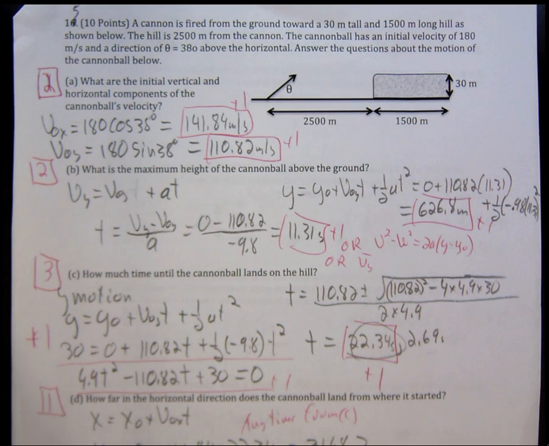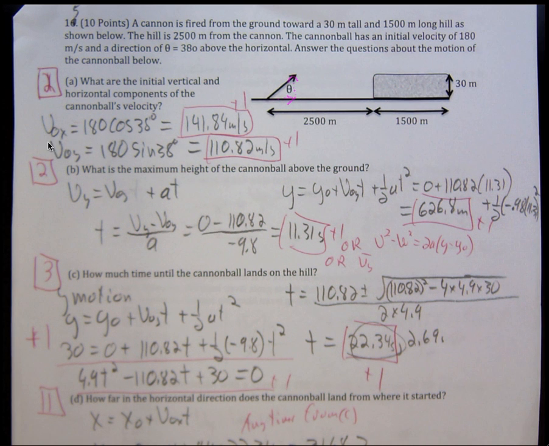And so we're firing a cannon at an angle, so these can be tough. And we know how fast it's going and the angle. And the first question is just what are the initial vertical and horizontal components of the velocity? And so there's a vertical component that's opposite angle theta, and a horizontal component that's adjacent to theta.